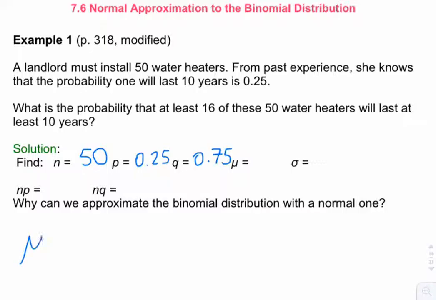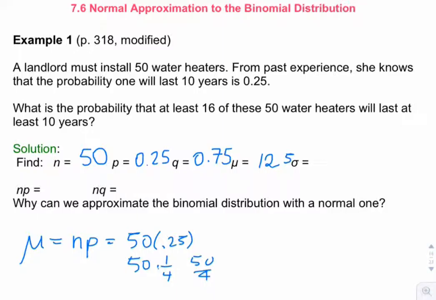So mu, the expected value of a binomial distribution, or the mean, is N times P. So 50 times 0.25, or if you'd like to think of it as 50 times a quarter, or 50 divided by 4, however you'd like to look at that. So this is 12.5. Now what about sigma, the standard deviation of the probability distribution?